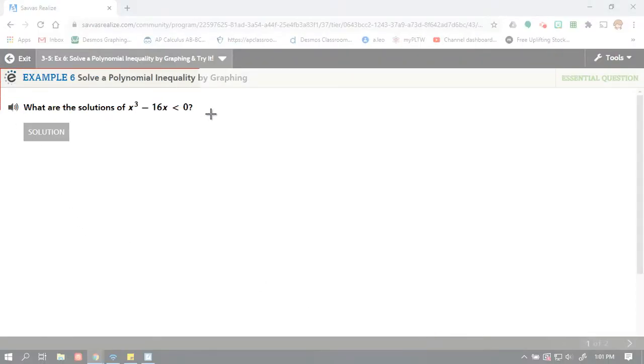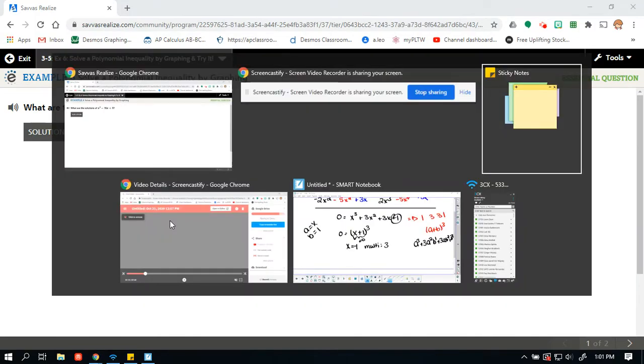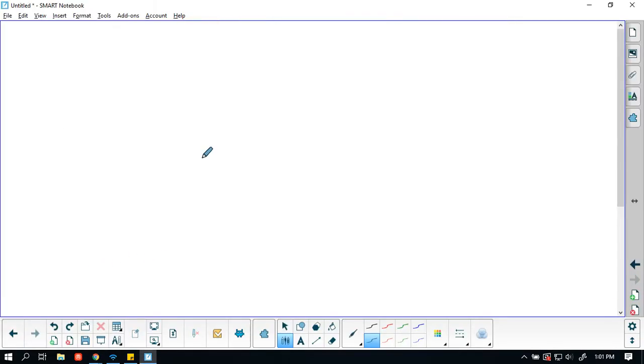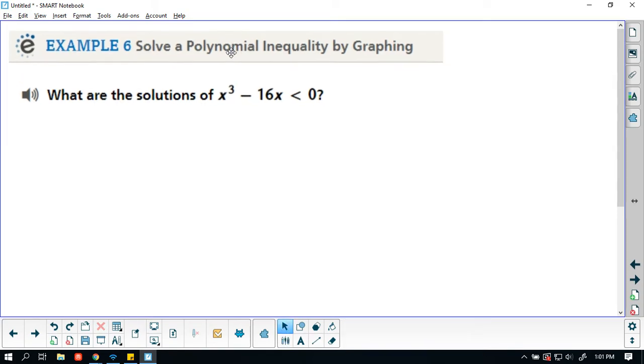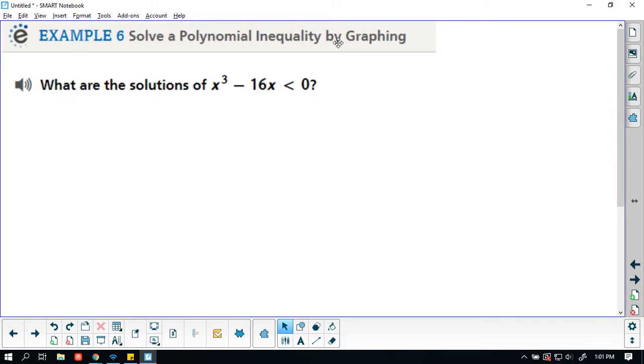And I love graphs. But the first thing I'm going to do is get a clean page here. I'm going to do this algebraically a little bit, just so you guys can see that instead of just jumping straight into the graph. I'm going to treat it like this is x cubed minus 16x equals 0. And I know the problem says less than 0. I need to make a mental note that it's less than 0. But for the solution part, I'm going to make it equal to 0.